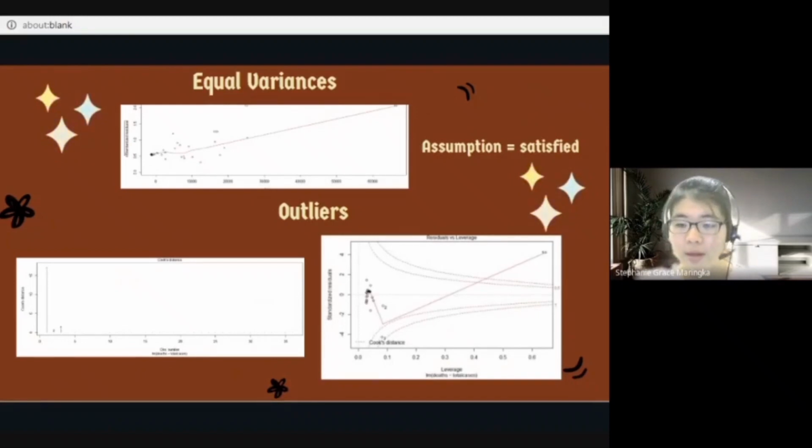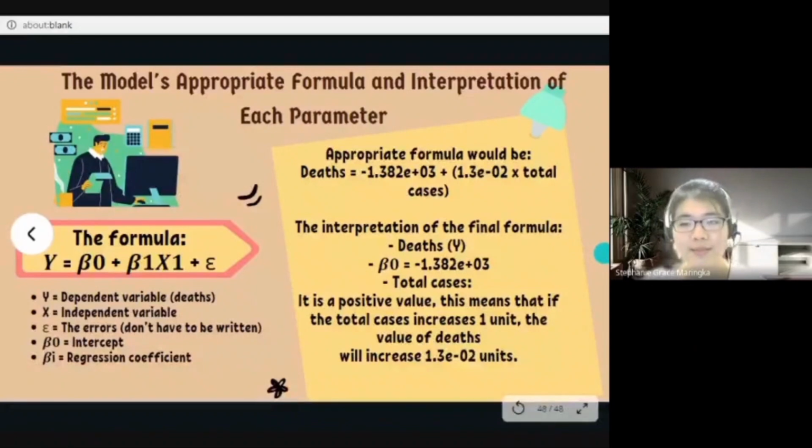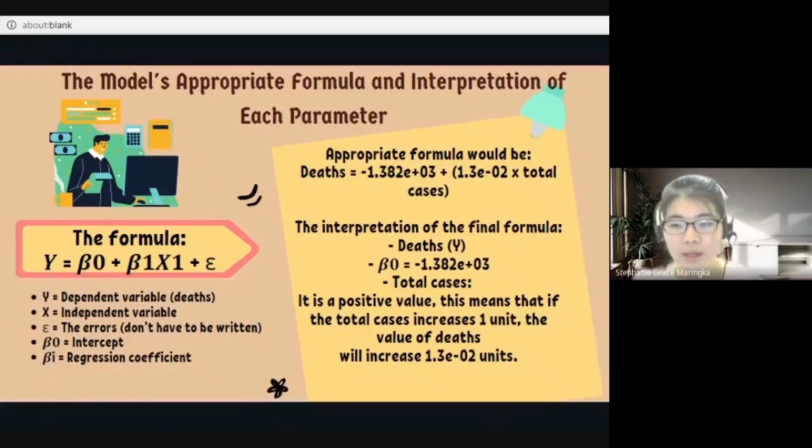From both outliers plots, it can be seen that the data consists of three outliers, which are 1, a very extreme value, 2, and 3. To make the model more accurate, the outliers could be removed. This is the final formula that can be found by inputting the independent variable. If the total cases increase by 1 unit, the value of deaths will increase by 1.3802 units. That's all from us.